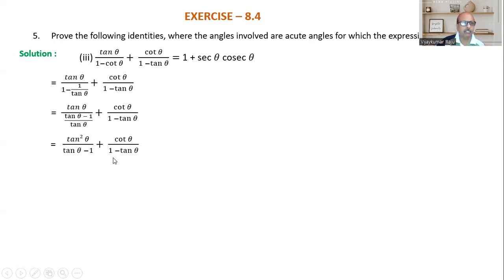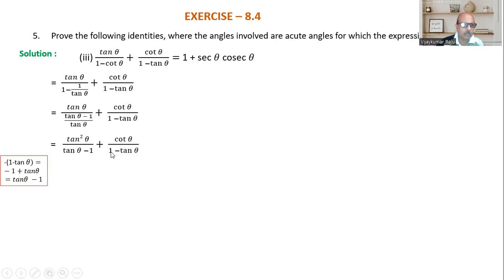Now here there's a slight difference, you see. Tan theta minus 1 and this is 1 minus tan theta. So what you should do is, suppose I take a minus sign and open the bracket: minus of 1 minus tan theta becomes minus 1 plus tan theta. Write the positive term first and minus afterwards. So it is tan theta minus 1.